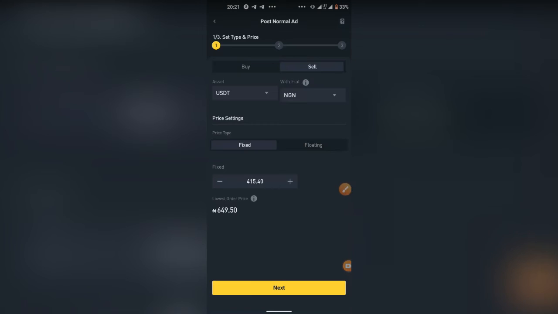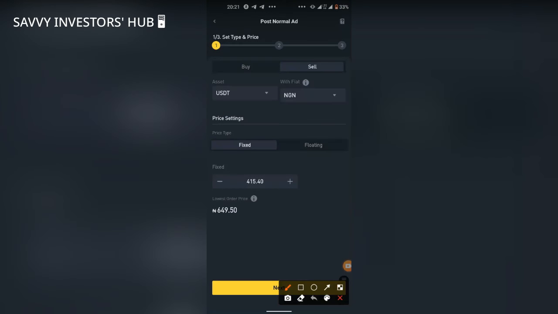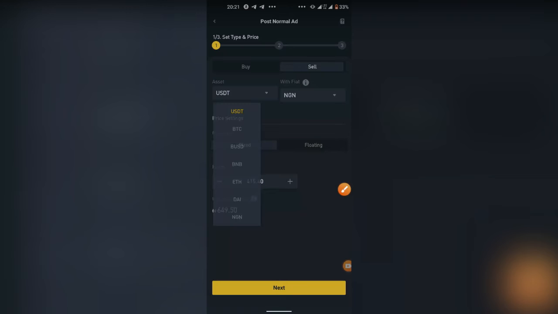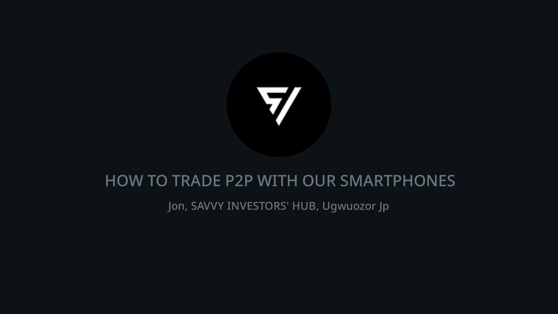Now, remember, P2P supports many different assets. Here, you can change the asset from USDT to BUSD to BTC, BNB, Ethereum, DAI, and then NGN, right? So you're gonna put NGN, and then you say fixed price.